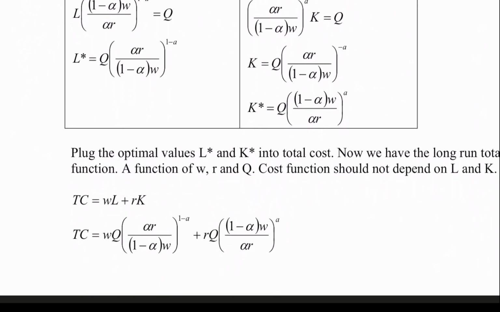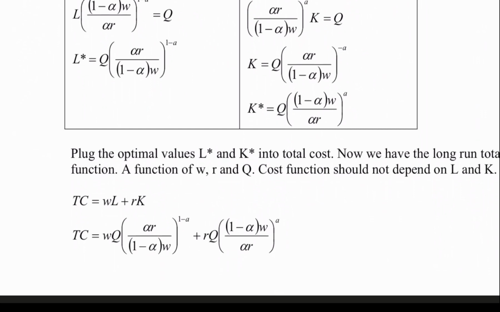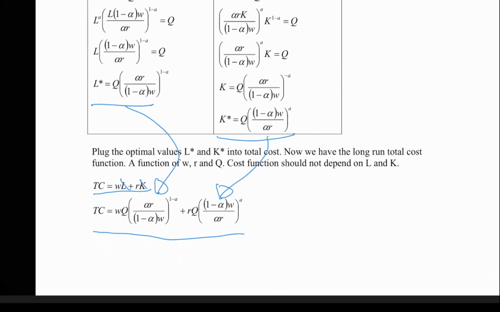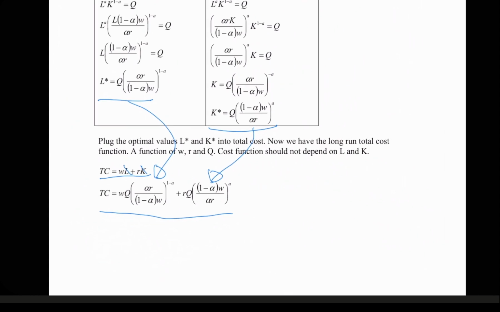Now we have these two expressions. This is L star and this is K star. This is the total cost function. So instead of L and K, we write this. And now we have the long run total cost function, which is now a function of W, R, and Q, the output level. It's not depending on L and K anymore. So this we now should look at a little bit more using GeoGebra.